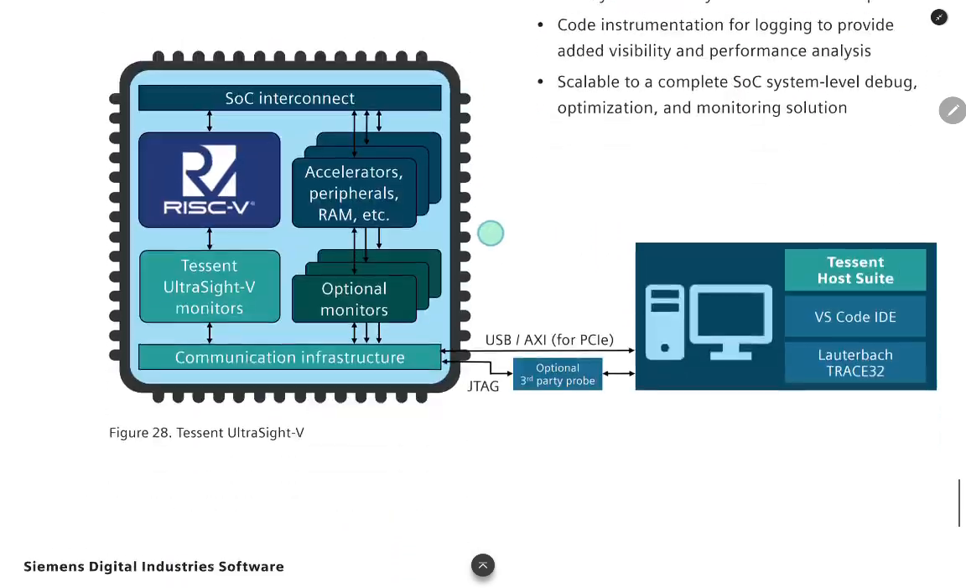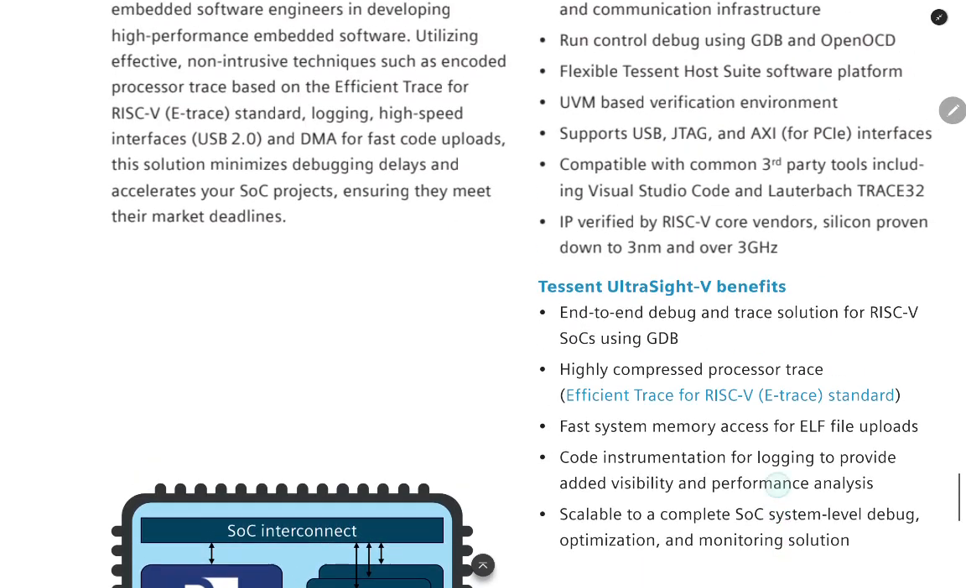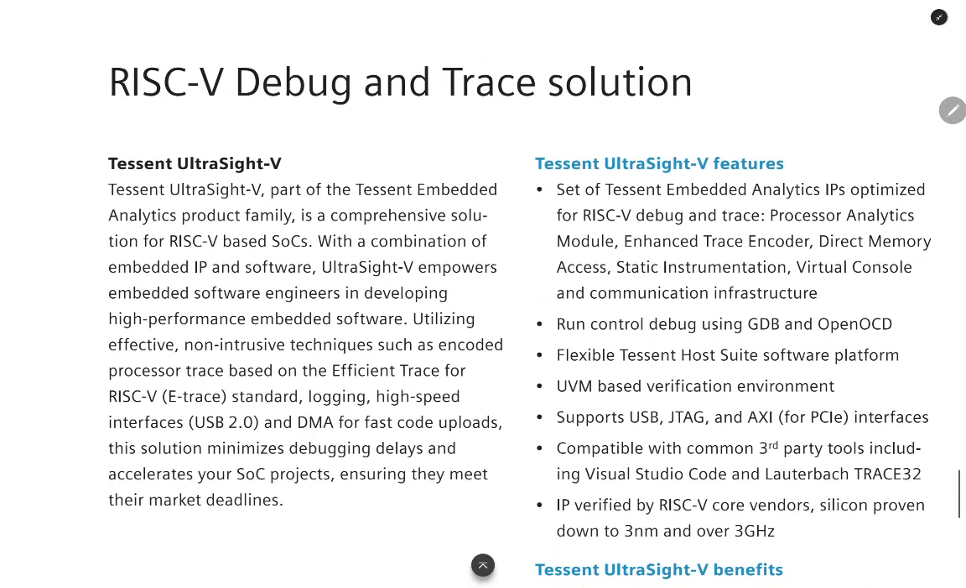Figure 28 is the Tessent UltraSight-V. The Tessent UltraSight-V features a set of Tessent Embedded Analytics IPs optimized for RISC-V debug and tracing: processor analytics module, enhanced trace encoder, direct memory access, static instrumentation, virtual console, and communication infrastructure.